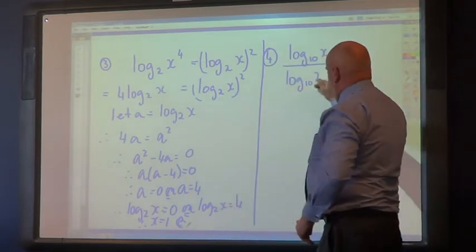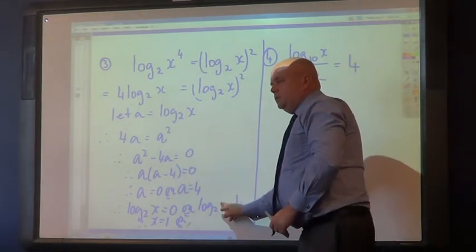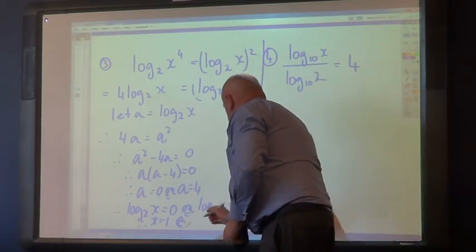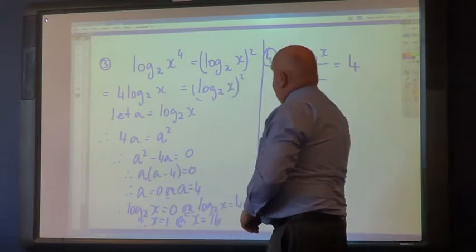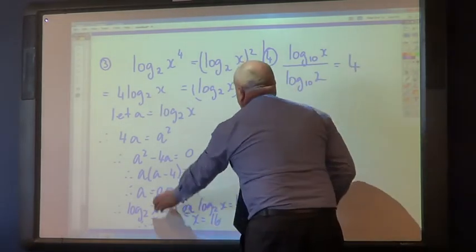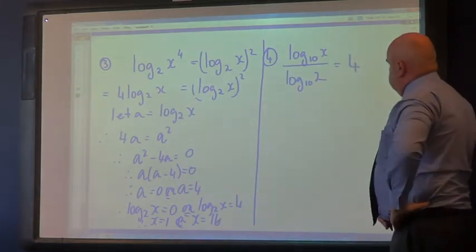just running out of room, and I don't want to take up room here, so 2 to the power of 4 equals x is what we could say here. 2 to the power of 4 is equal to x. Now 2 to the power of 4 is 16. So therefore x equals 16. Just checking to make sure that both are feasible. Yes, it seems to be quite feasible, that should be the case.